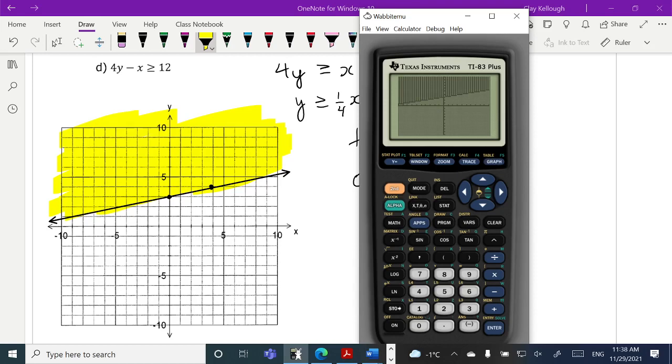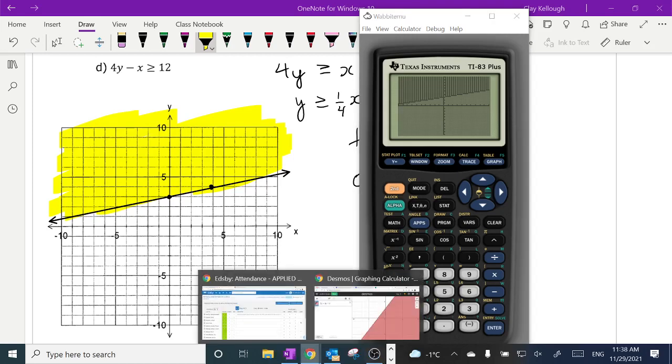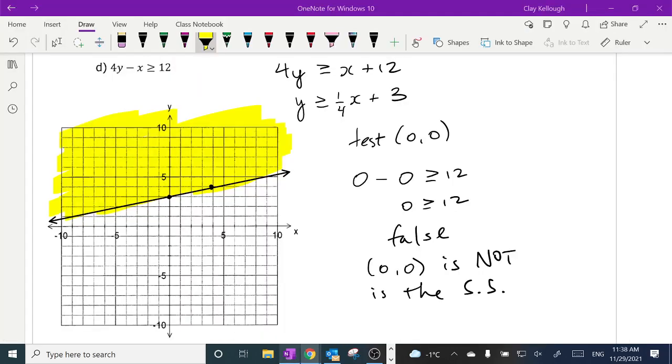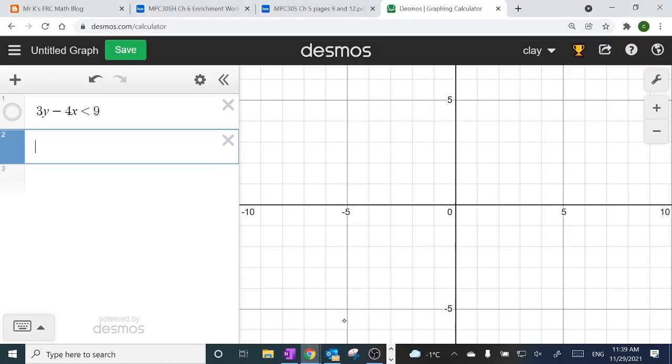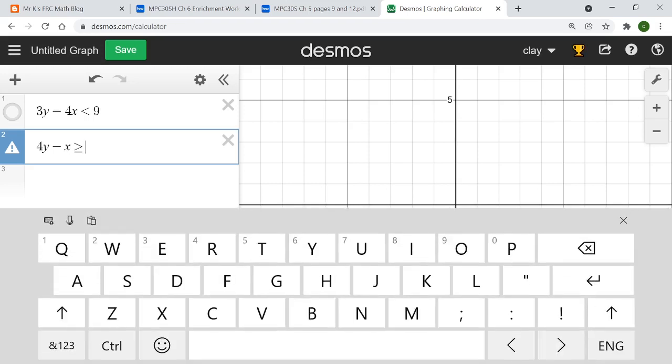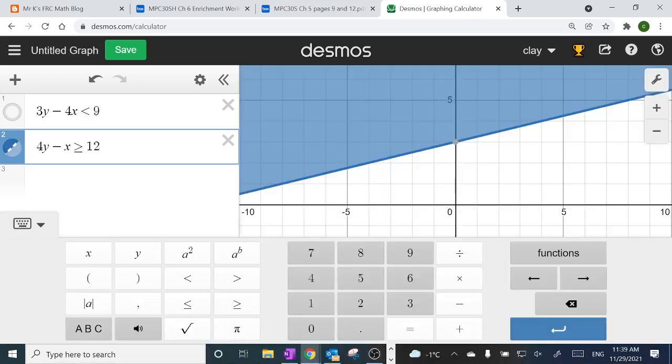And then the other technology is Desmos. For Desmos, I can go back to the original equation. 4y minus x is greater than or equal to 12. So 4y minus x, and then bring up the menu. Is greater than or equal to 12. And there it is. Zone shaded, line solid.